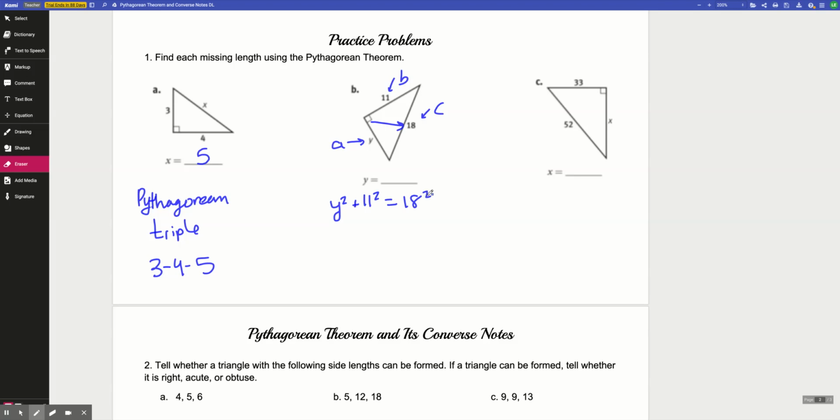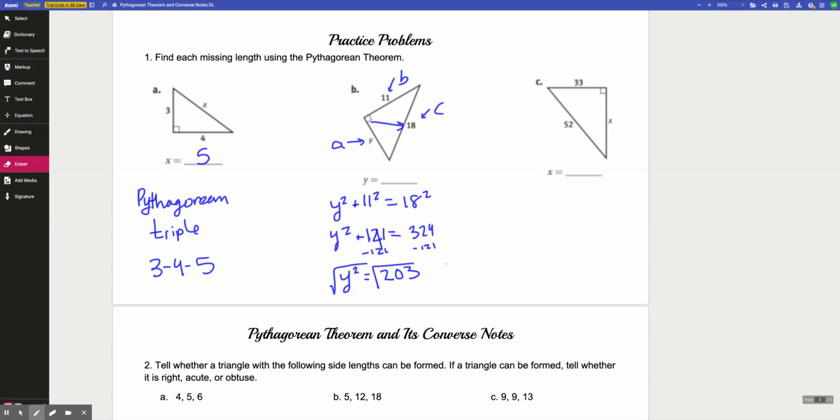Okay, and then after that, I basically just have to use my knowledge of exponents and my algebra skills in order to figure out what y is. So I have y squared plus 11 squared, which is 121, equals 18 squared, which is 324. Then I'm going to subtract 121 from both sides. So I get y squared is equal to 203. And then my last step is to take the square root of both sides.